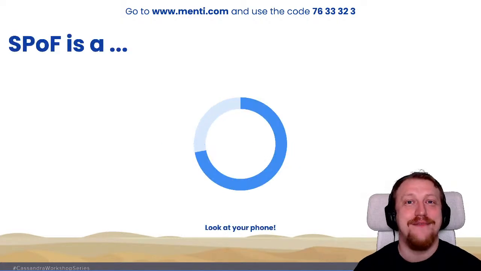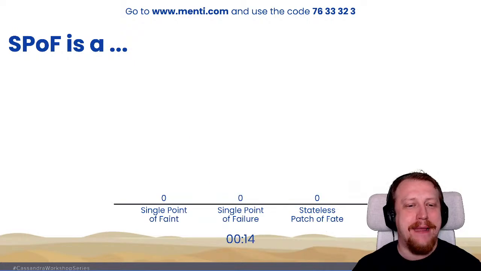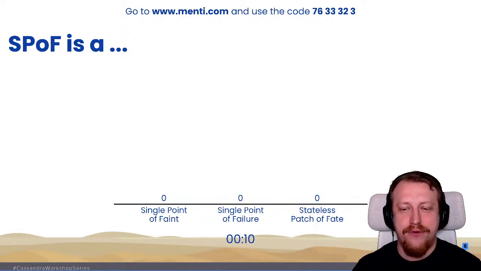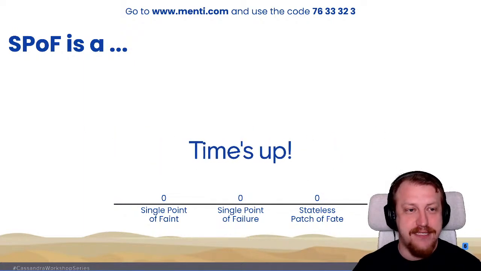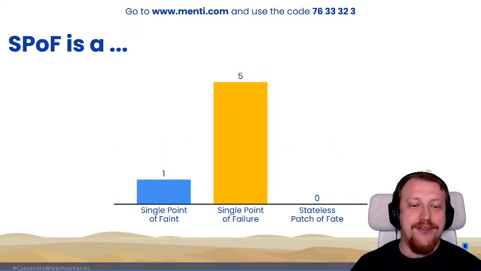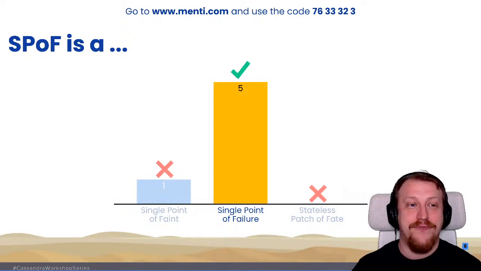Answer fast to get more points. SPOF is a single point of faint, single point of failure, stateless patch of fate. That should be an easy one. That stateless patch of fate, of course. I believe everyone gets that. Okay, and the correct answer was single point of failure. And that was the last question for today.